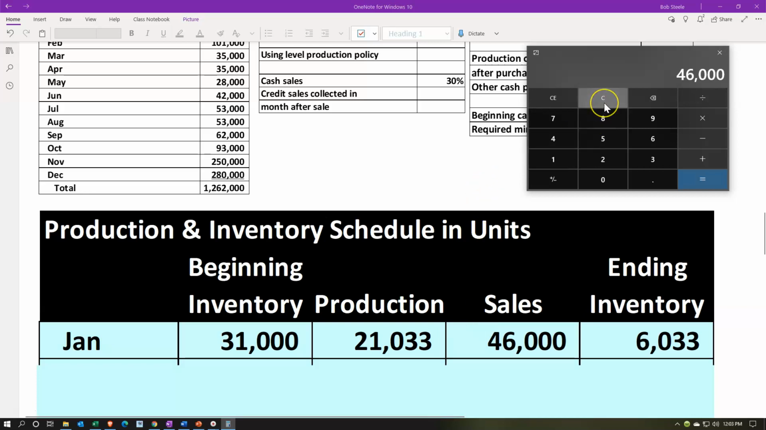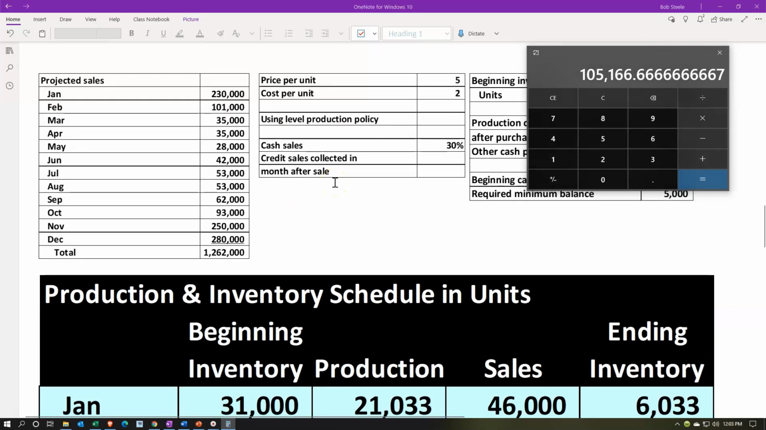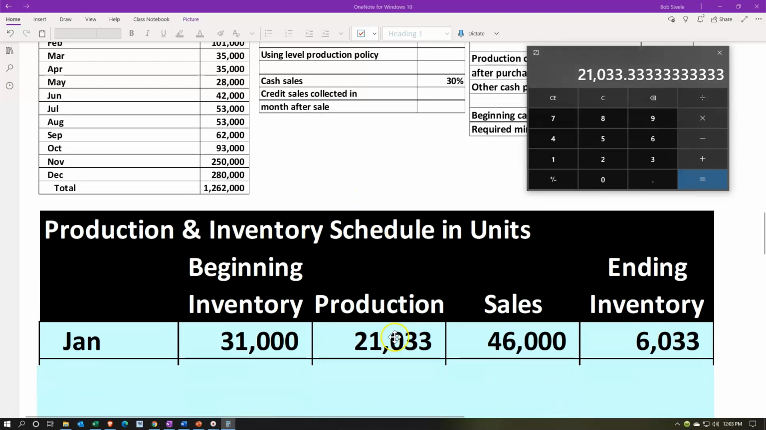How much are we going to produce? We're not going to be producing the 46,000. We're going to be producing evenly. So evenly meaning I'm going to take the full sales over the year, 1,262,000, and divide that by 12. That would give us the dollar amount that we would have per month. And then I'm going to divide that by the dollars per unit, which is 5. And that's going to give us the production of about 21,033 units. Or in other words, you can think about it this way: the 1,262,000 for the year divided by 5 would give us that amount for the year in terms of units. If I divide that then by 12 months, that's going to give us, once again, about 21,033.